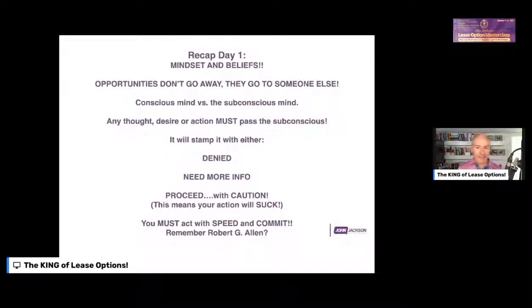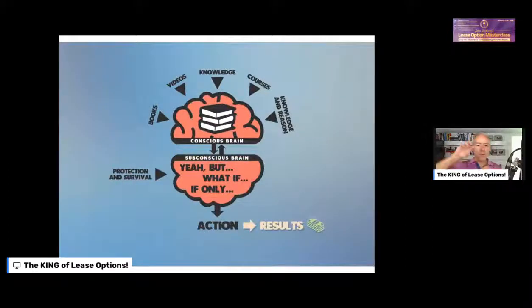Can you do that? Yes. You could literally do that working part-time, but you've got to commit. Remember, here's the diagram of the conscious brain and the subconscious brain. Again, your knowledge, your reason is your conscious brain, but you've got to act so fast that you literally bypass that subconscious. And your results, once you see your results, then you can adjust your action to get better results. But your results are going to stink if your subconscious brain says proceed with caution, because you're not committed.